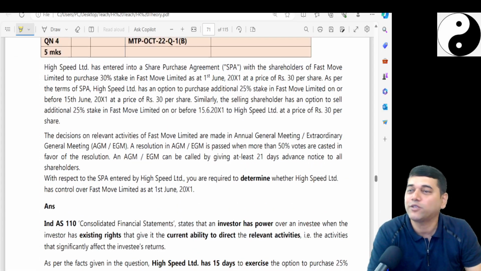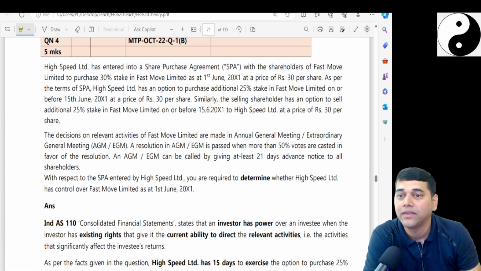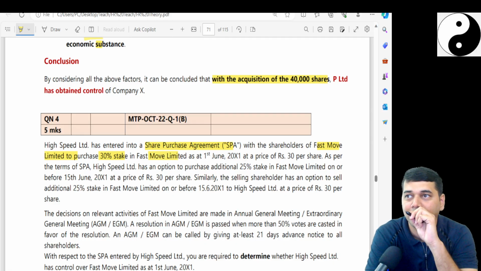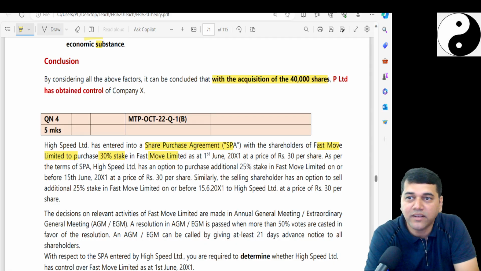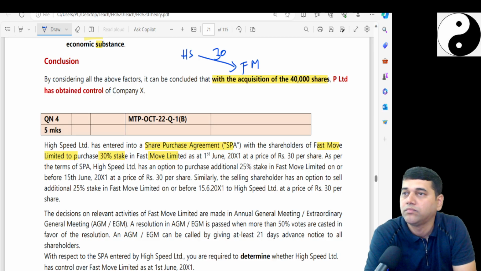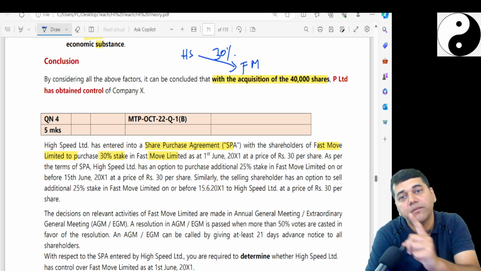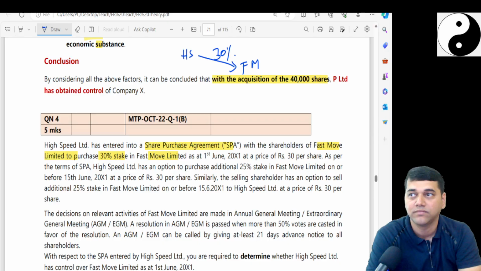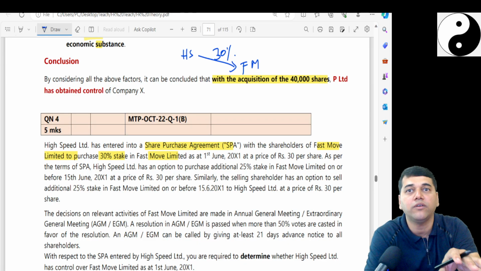Okay. Next question, which came in MTP. High Speed entered into a share purchase agreement with the shareholders of Fast Move Limited to purchase a 30% stake in Fast Move. High Speed took 30% of Fast Move. Now this 30% is taken from the owners of Fast Move by paying cash from High Speed's balance sheet. So that it becomes what now? Associate.